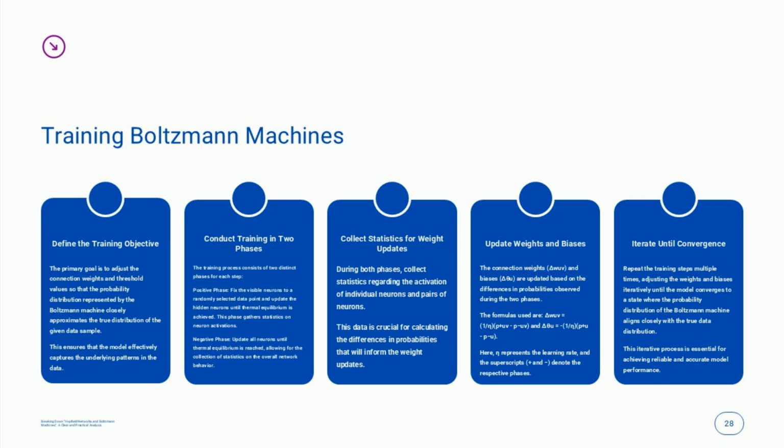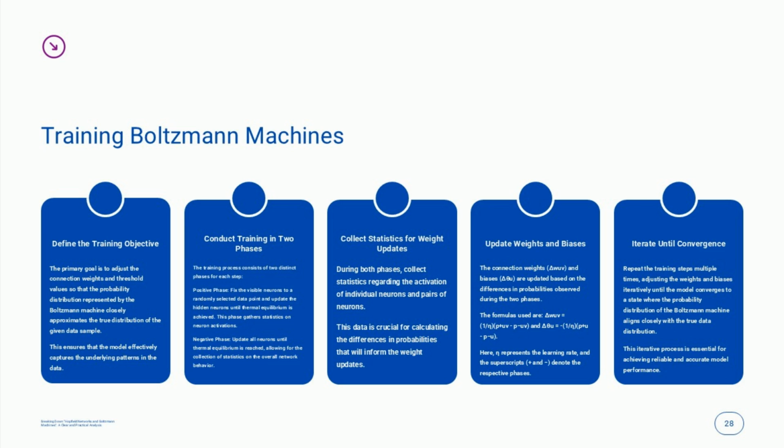Negative phase. Here, all neurons, both visible and hidden, are allowed to activate freely until they reach thermal equilibrium. This phase lets the system reflect and explore different states without any constraints. Think of it like brainstorming. You let all possibilities play out and then identify common patterns. This phase helps the system learn about the data in a more holistic way. The distinction between these phases ensures that the model doesn't just memorize the data, but understands its underlying patterns.